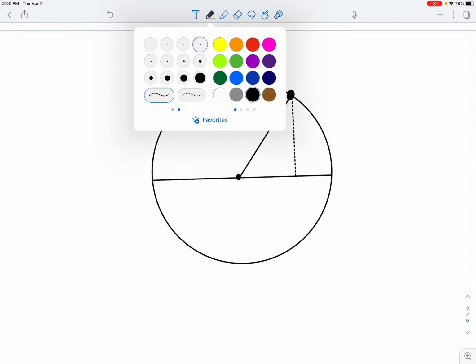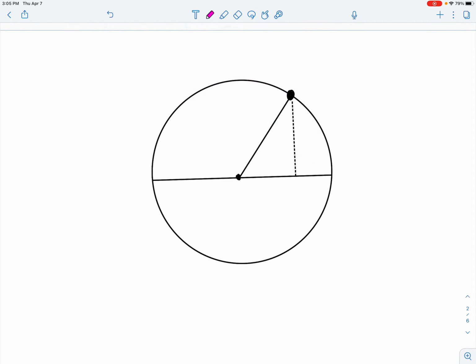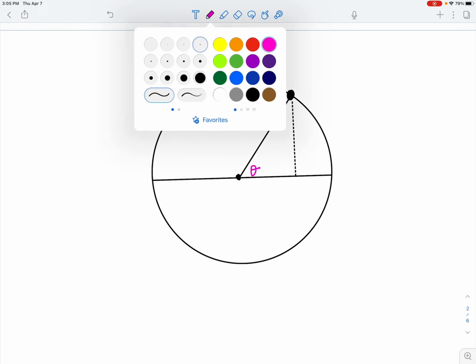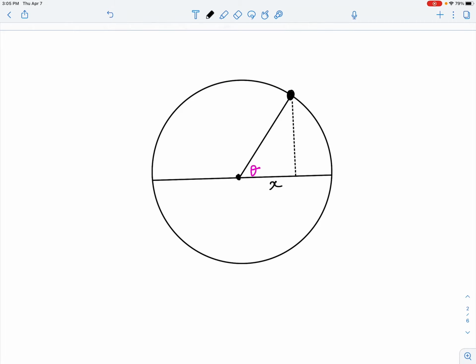So when this particle is at some angle theta here, the projection would be at some distance x here. I don't like that pink x. Get out of here, pink x. So that would be like that.